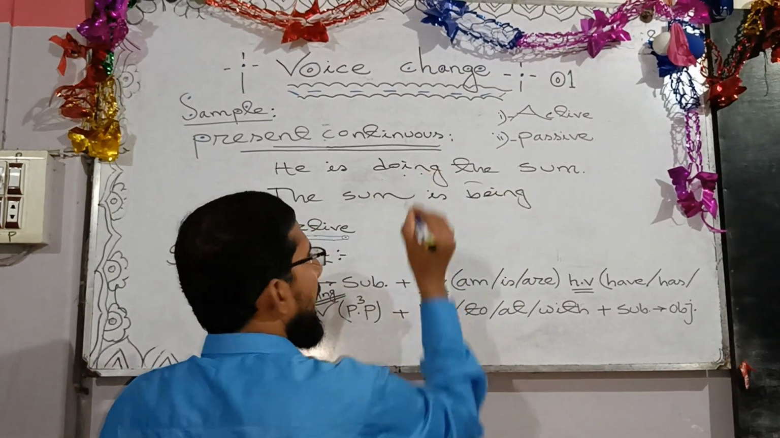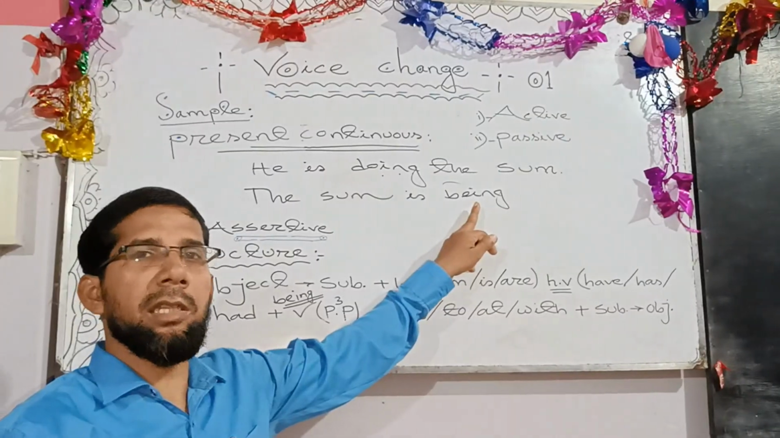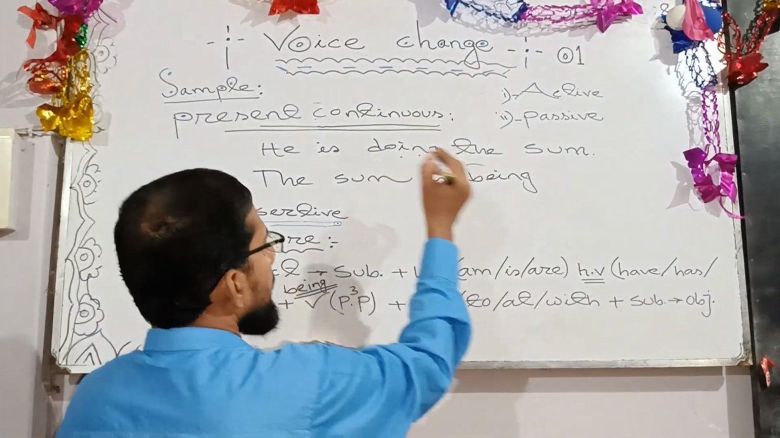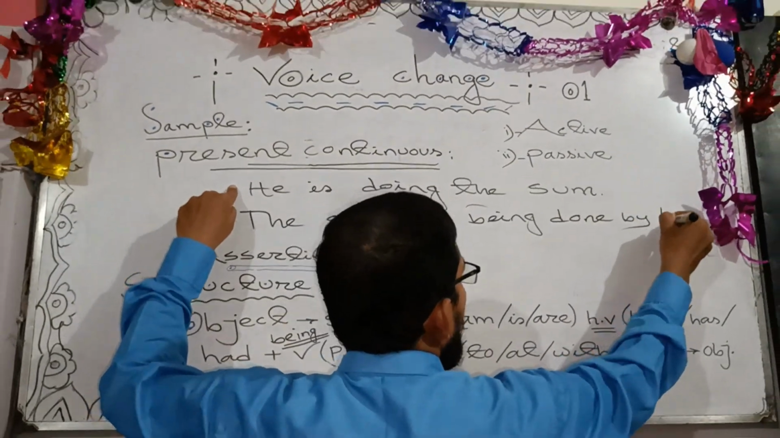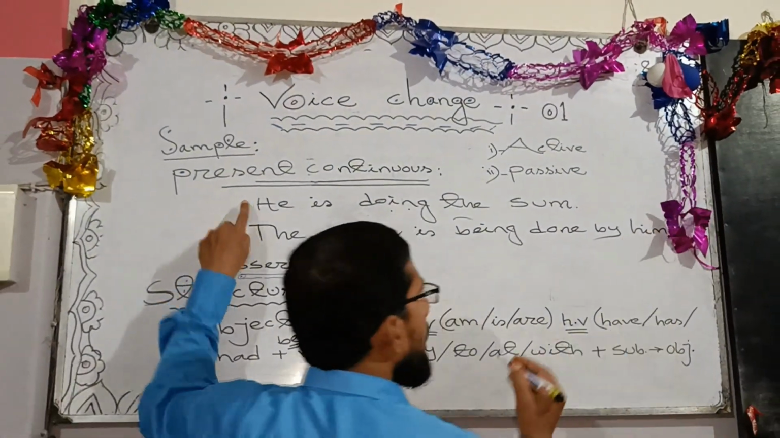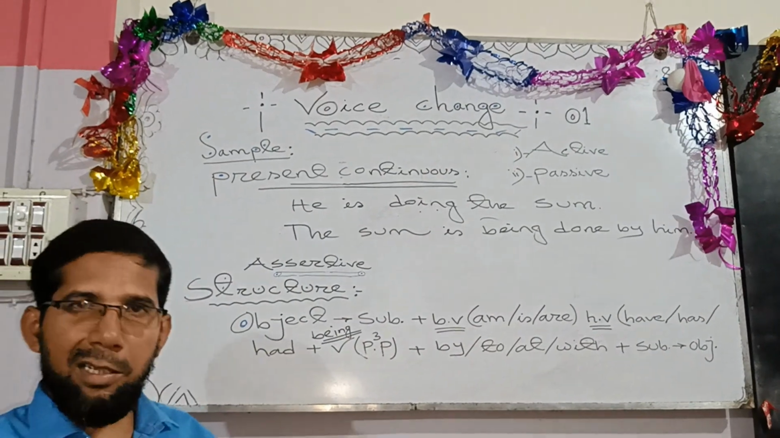If you see this type of -ing, meaning gerund, this -ing will be replaced. In lieu of -ing, there will be being. After verb 3, done. By plus subject to object. He, passive, him.